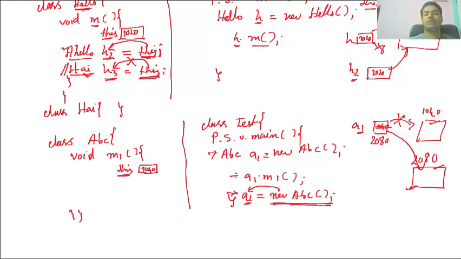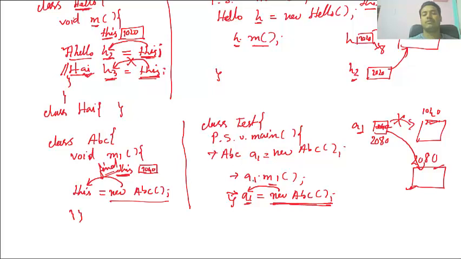Now when we say a1 dot m1, a1 points to this object at that time, and this also points to the same object. Now this is also a reference variable, so what I will do is this is equal to new ABC. If I write like this, what is the meaning? You are creating an object of type ABC and the address you are going to store into this. But this is by default final. You cannot change it. Once this is initialized, it is by default final.